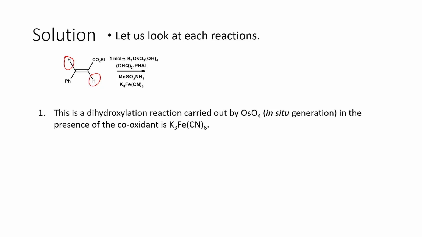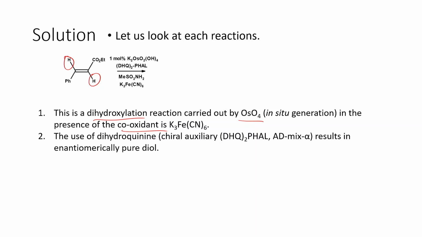So this reaction is basically a dihydroxylation reaction that is carried out by osmium tetroxide, generated in situ in this particular reaction in the presence of a co-oxidant. So potassium ferricyanide is used as a co-oxidant. In some reactions NMO is also used as a co-oxidant in many of these similar reactions. And the use of DHQ2 PHAL, which is called the AD mix alpha reagent, that is the dihydroquinine which is used as the ligand, is very crucial.